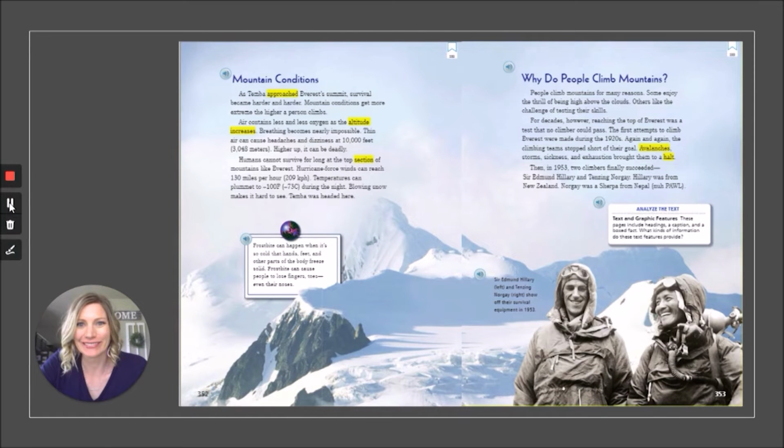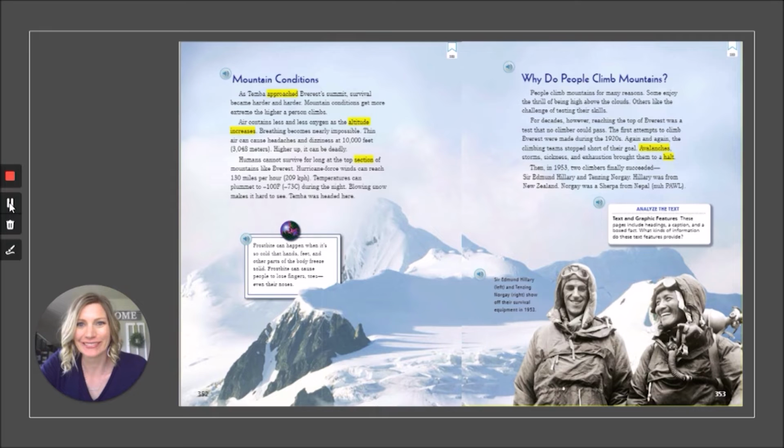Mountain conditions. As Timba approached Everest's summit, survival became harder and harder. Mountain conditions get more extreme the higher a person climbs. Air contains less and less oxygen as the altitude increases. Breathing becomes nearly impossible. Thin air can cause headaches and dizziness at 10,000 feet. Higher up, it can be deadly. Humans cannot survive for long at the top section of mountains like Everest.